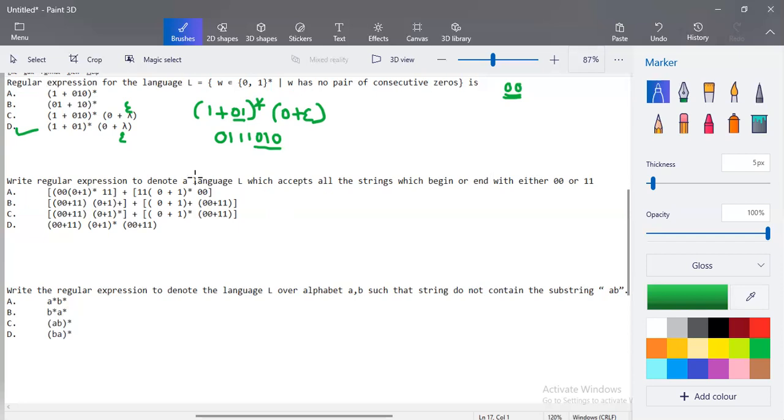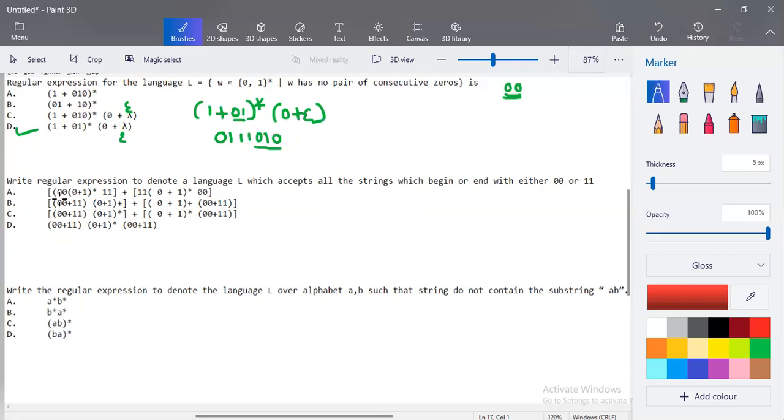Write a regular expression to denote a language which accepts all the strings which begin or end with 0, 0 or 1, 1. So either begin or end. Okay, it is not mandatory that it has to start with 0, 0 or 1, 1 or end with 0, 0 or 1, 1. Okay, so this is a twisted question. So we have to look carefully when you are finding the solution.